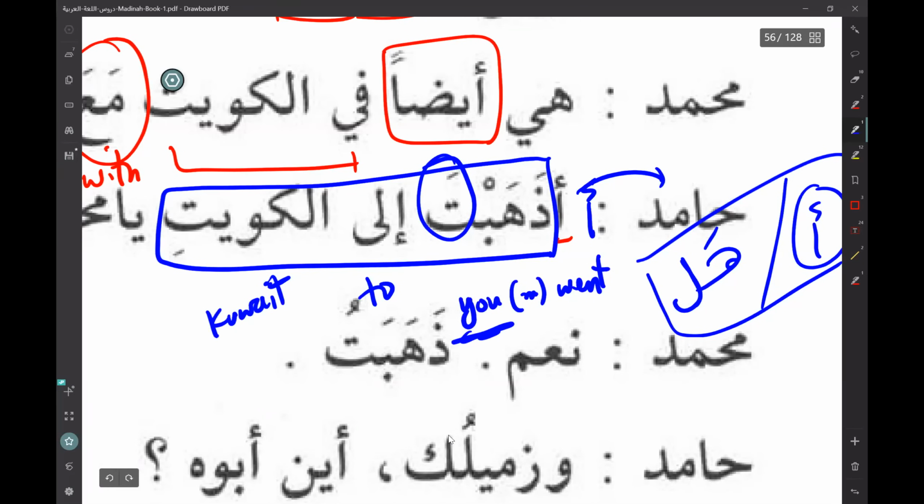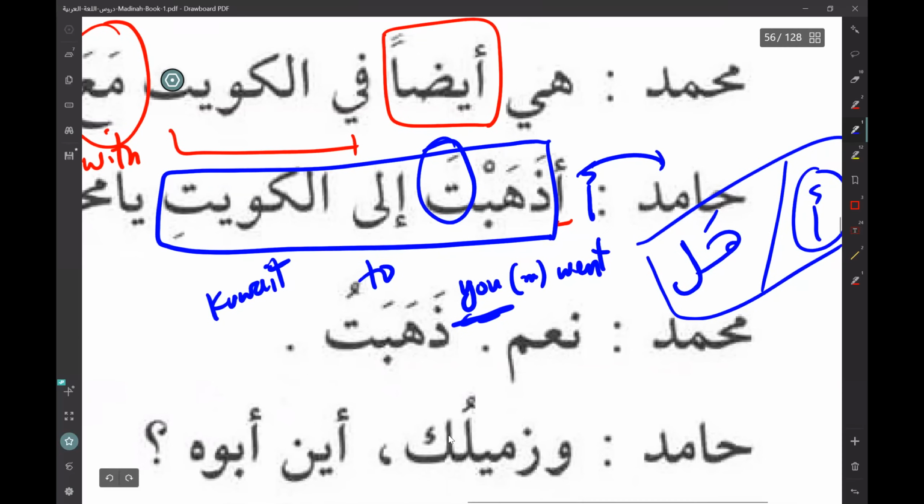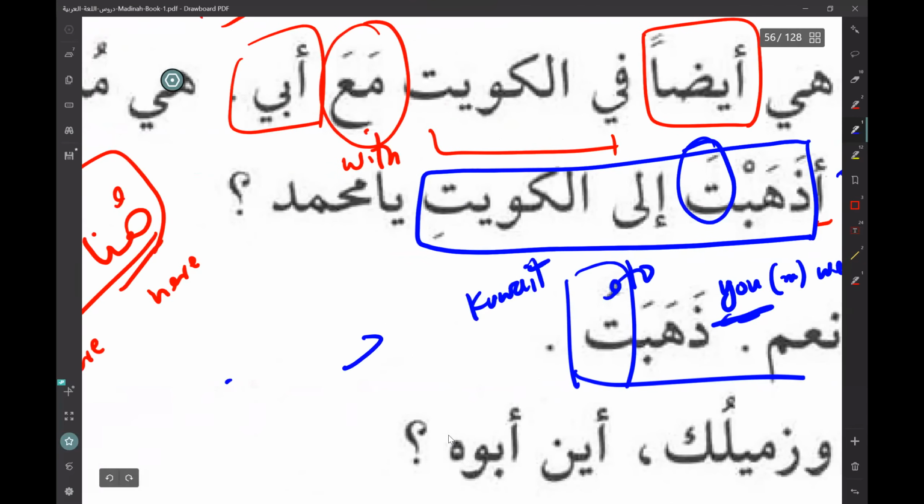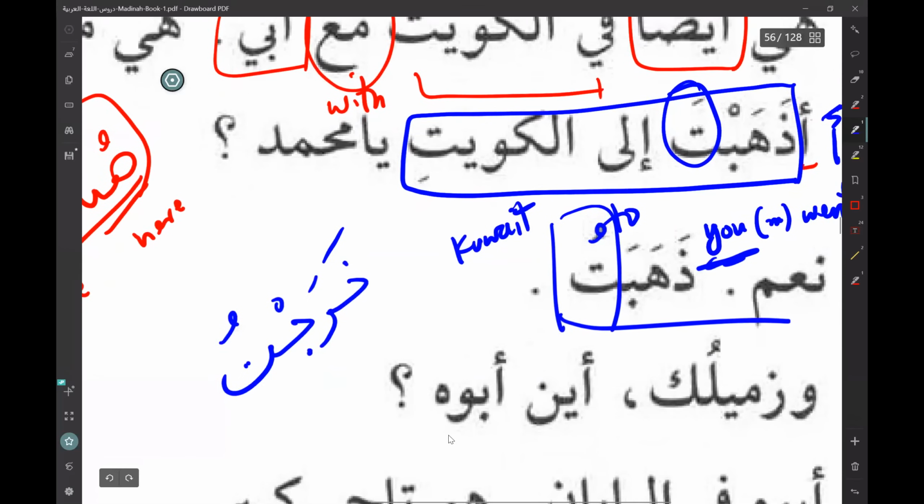Now, we know how to say you went: dhahabta. How do I say I went? Dhahabtu. Yes, dhahabtu. Good. Naam, dhahabtu. So you got it. These two are saying I went. That's why sometimes you will love the Arabic language, it's very cool. Kharajtu. What does kharajtu mean?